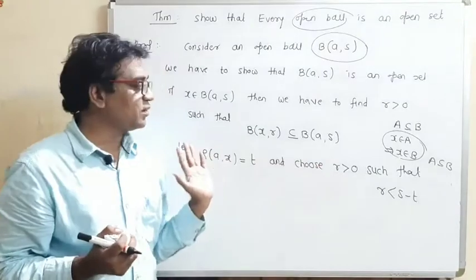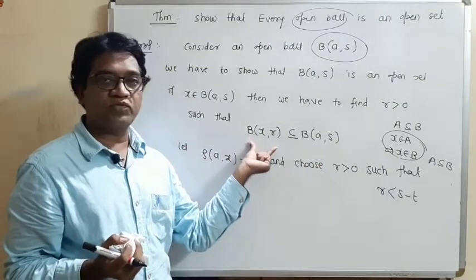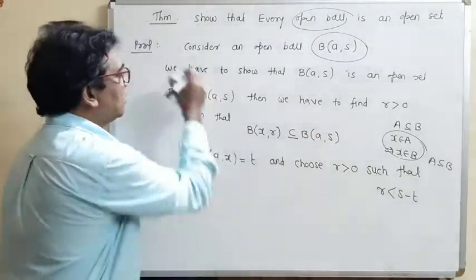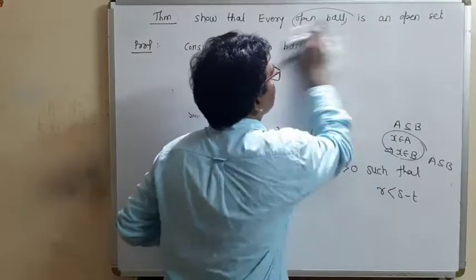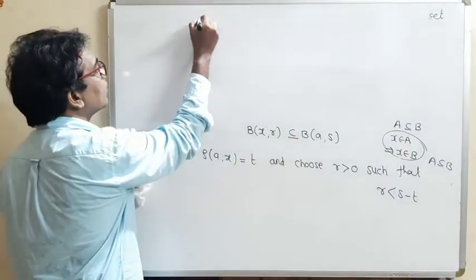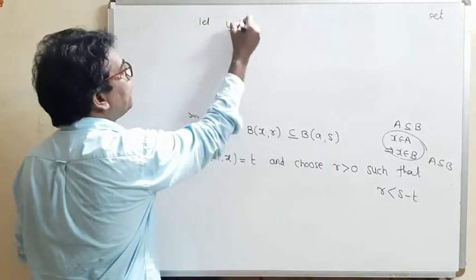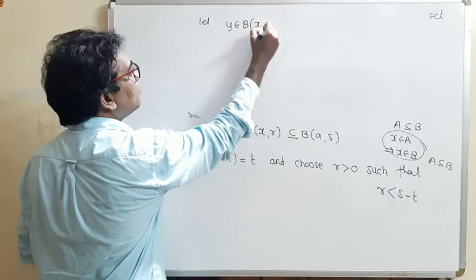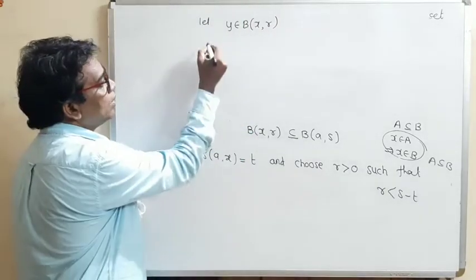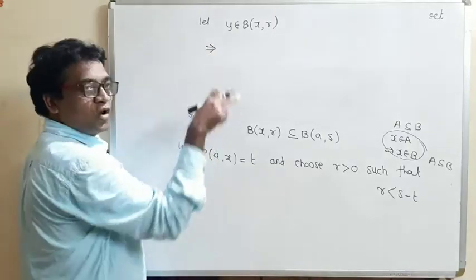So how to show the subset? Let us use one element from the first set and show that it is present in the second set. So let Y be an element belonging to the first set, B with center at X and radius R. This will imply that, now use the definition of open ball.